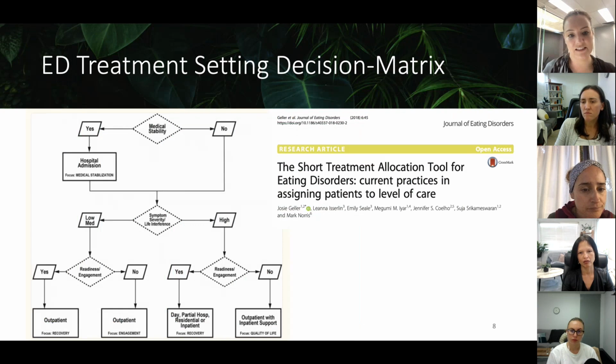And then I guess this is just another little tool. We don't have to think about this too much because all of our pre-treatment phases are set up to make sure that we're only seeing the patients that belong in outpatient treatment. But if it is of any interest, this was a tool developed by Josie Geller to consider whether someone should be in outpatient, day program, inpatient, or a residential program. And it's basically just based off severity of eating disorder symptoms and medical stability.